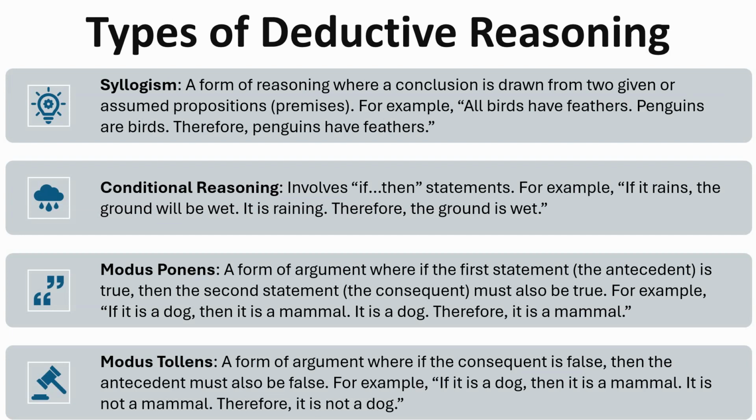We can have the inverse of this, the modus tollens, a form of argument where if the consequence is false, then the conclusion must also be false. Sometimes you'll see different terms, such as consequence and antecedent, but essentially we're talking about the final conclusion and the premise. So if the conclusion is false, then the premise must also be false. So if it is a dog, then it is a mammal. It is not a mammal, therefore it is not a dog. So you can see that the first sentence is the opposite way round to the second sentence.